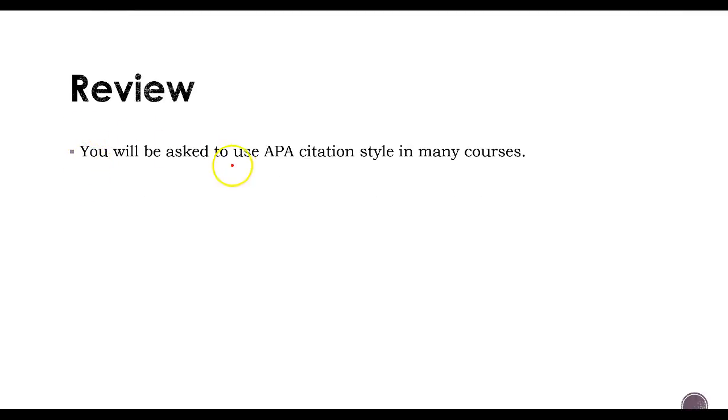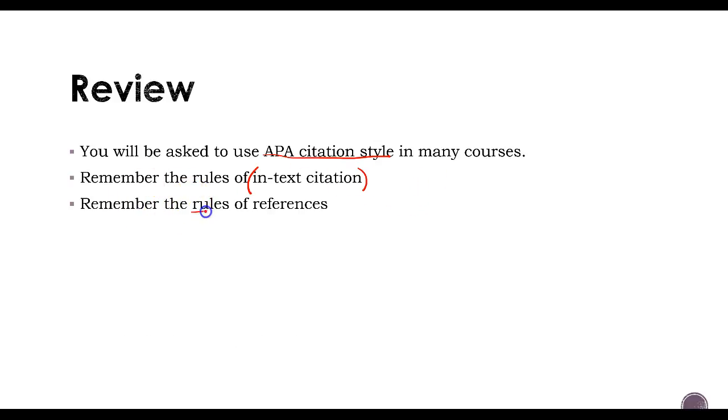So let's just review quickly. I know there's a lot of information in this lesson. You're going to be asked to use APA citation in many of your courses, so you want to keep these things in mind. Remember the rules of in-text citation that we talked about. Always mention the author and the year, with the page number for direct quotes. Also remember the rules of references. The major types of references you're going to see are articles from journals, websites, or books, and each of those has a slightly different format, so you want to make sure you're familiar with those formats that I talked about in here. Or the Hacker is a good tool as well.